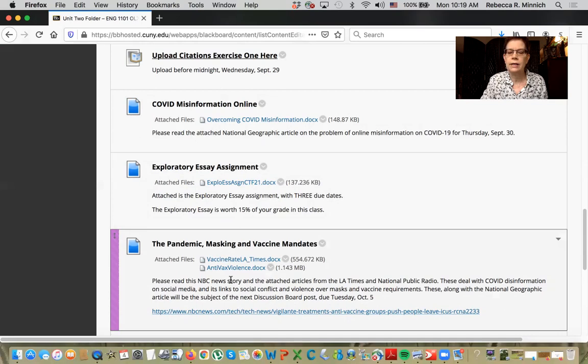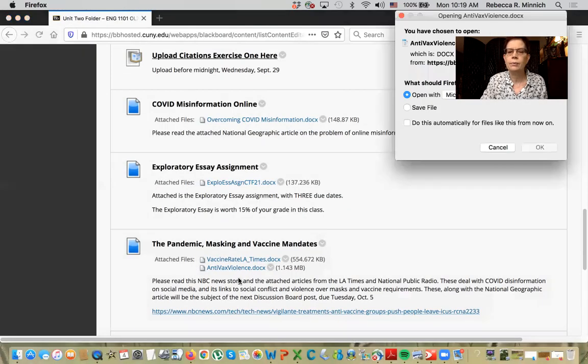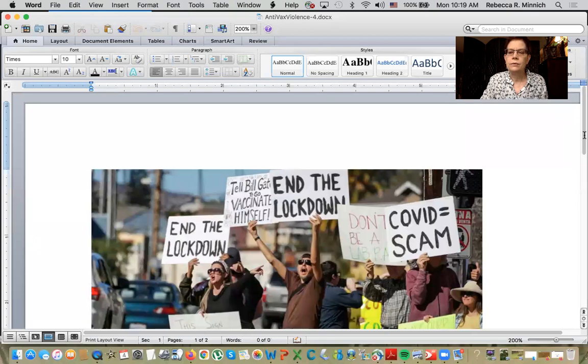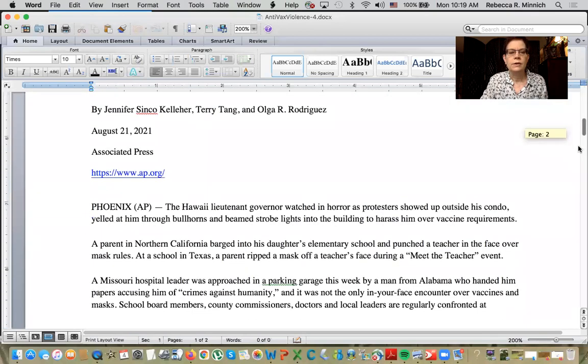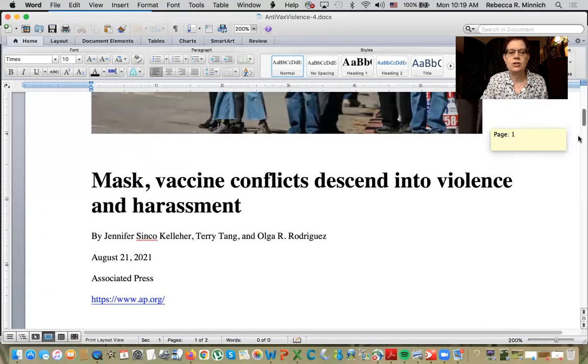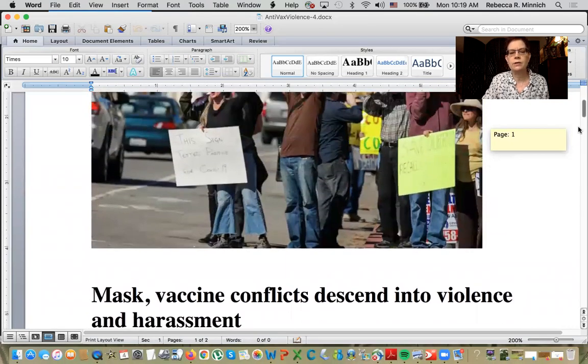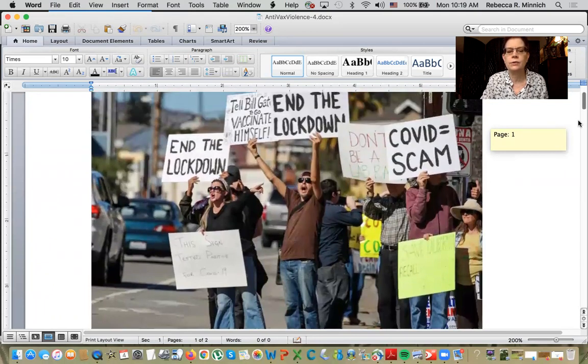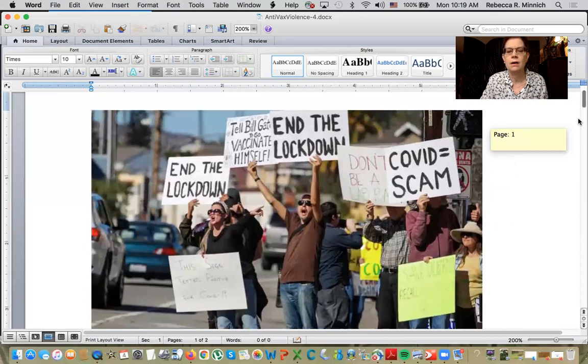The other article is from National Public Radio right here about violence caused by, I'm just going to click on that one briefly. You can take a look at it. And this is about, sorry, this is from Associated Press, not National Public Radio, Associated Press. So our sources are National Geographic, the Los Angeles Times, NBC News, and Associated Press for these.